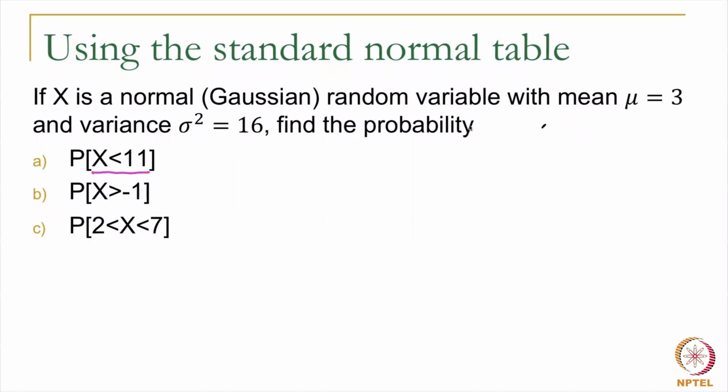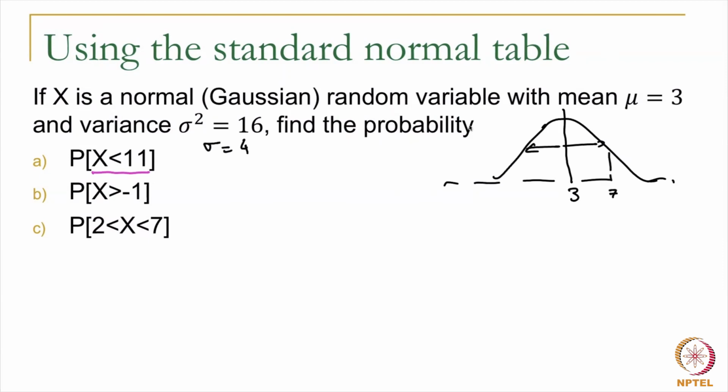Okay. So if you were to do it without the scaling, what it will look like is you'll first draw the Gaussian, and the Gaussian will be centered around mean equal to 3, and its standard deviation will be, in this case, sigma is 4, since variance is 16, so plus 7, minus 7 means minus 1.